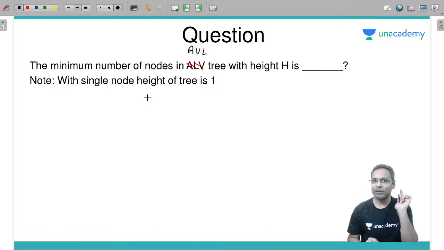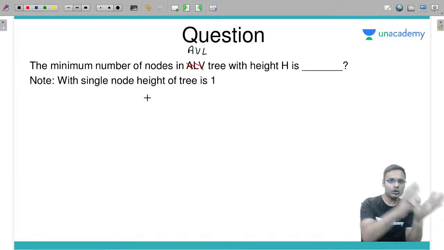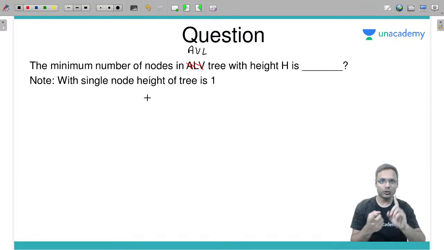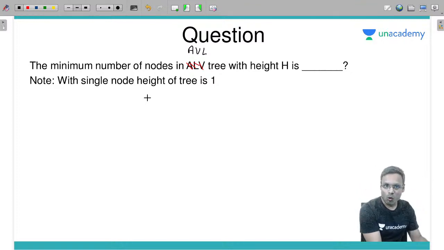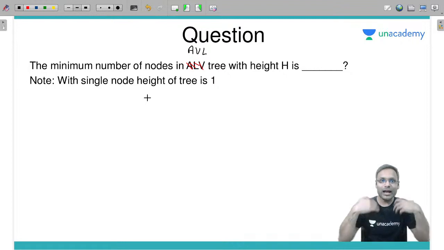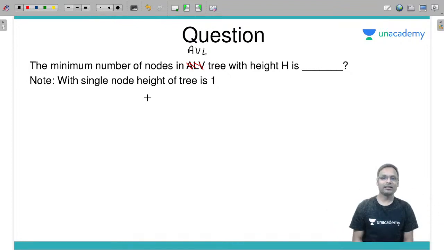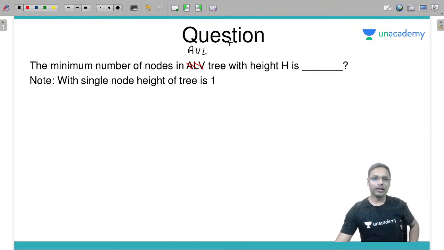If we want minimum nodes, then what should we take? We should keep one side more nodes, other side less nodes. We should keep one side more number of nodes, one side less number of nodes. So that only we can have a balanced tree also, and the height also fine, and minimum number of nodes. Fine.